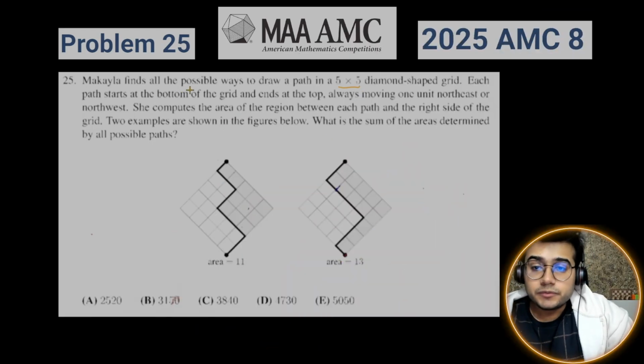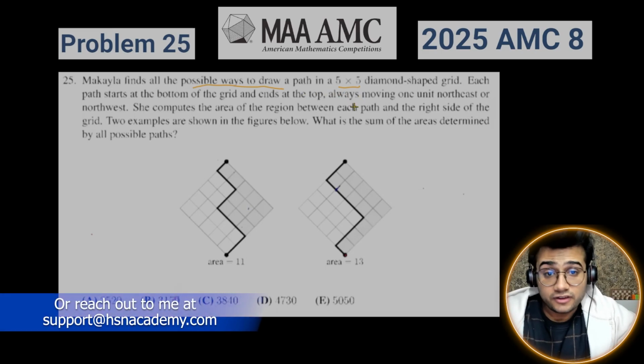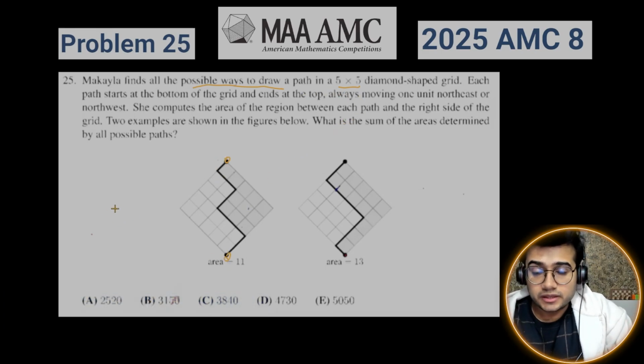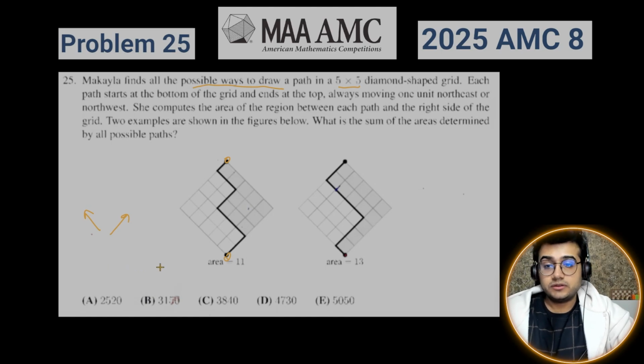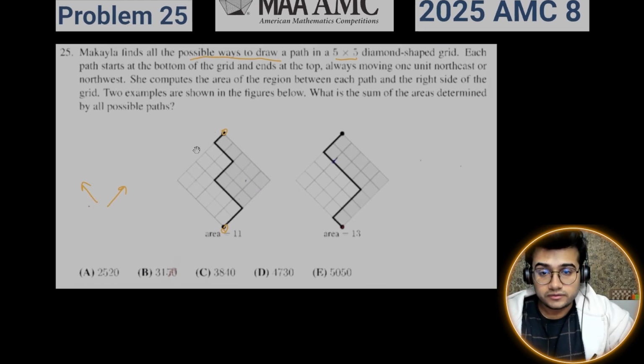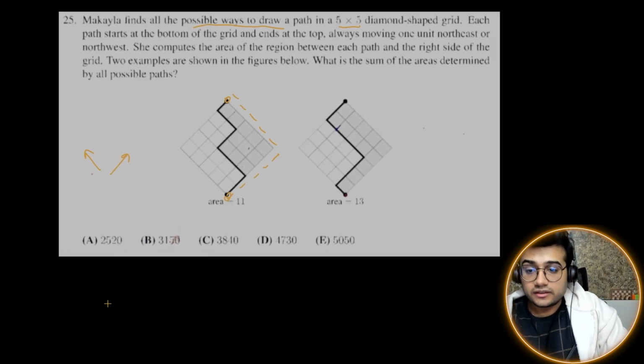Okay, so in this problem, Michaela finds all possible ways to draw a path in a 5 by 5 diamond grid, and she starts at the bottom and goes to the top. She is only allowed to move in this direction or that direction, northeast or northwest. Well, we can see that she will take exactly 5 steps northeast and 5 steps northwest, right? She has to take 5 steps to get to that end, and 5 steps northwest to get to that end. So she has to take exactly 10 steps.